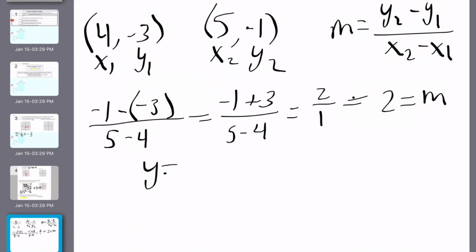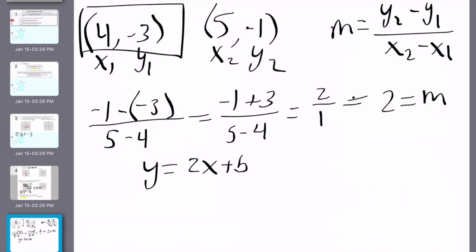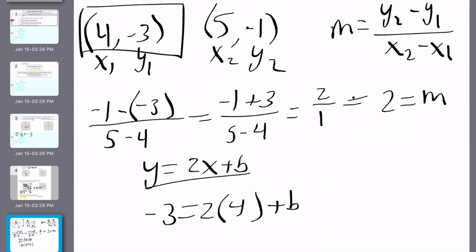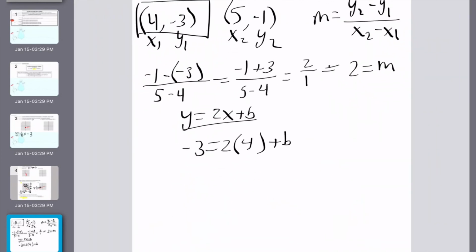So now I can do y equals 2x plus b. But this is when I have to use one of these points in order to help me out. I'm just going to go ahead and pick my first point here. So I have to take these numbers and put them into the right spots of this equation. So it's going to look like this. I'm going to have negative 3 equals 2 times 4 plus b. Let's see if I can zoom out and get a little bit more room. So I have negative 3 equals 8 plus b.